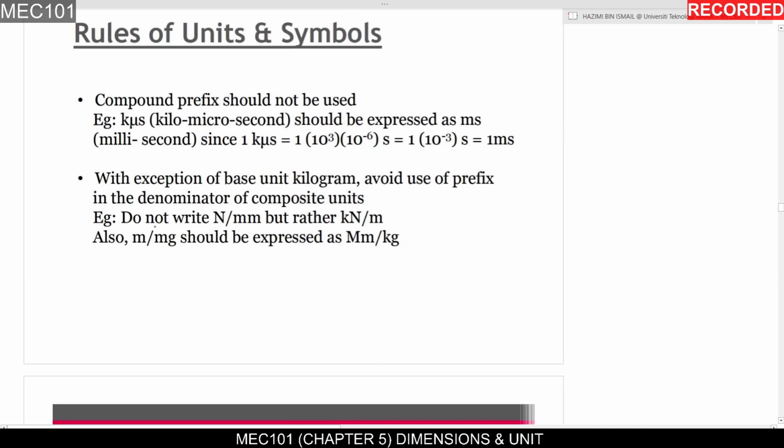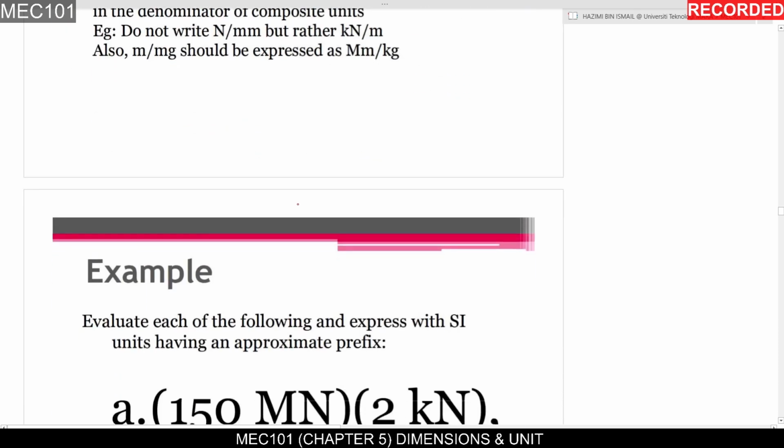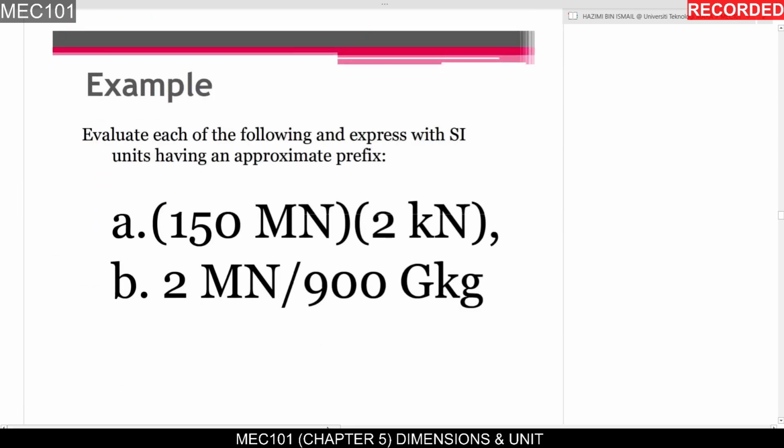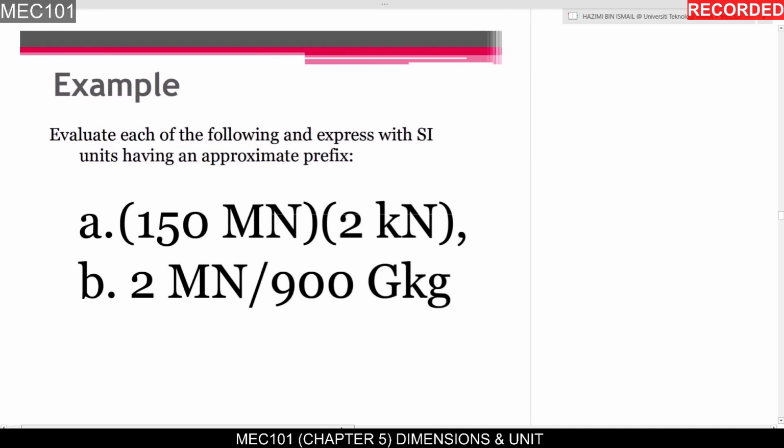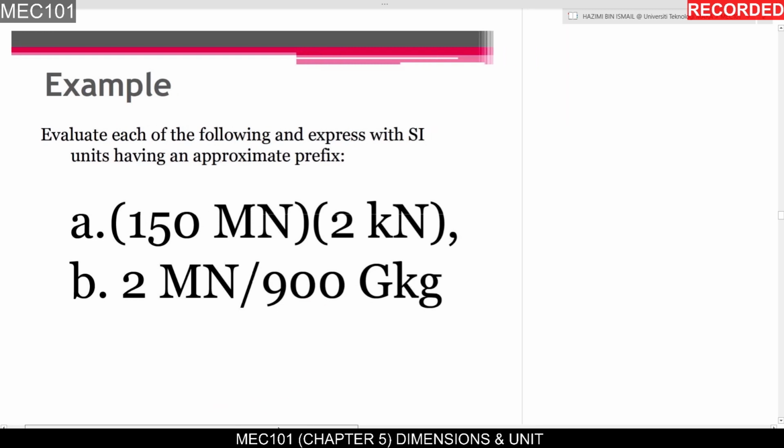Okay, another rule of units. This is what I want you to focus on: how to write or convert the units. Let's start with the example in the slides. For A, 150 meganewtons times 2 kilonewtons. Make sure this is the very basic. Make sure you already understand and know how to solve this problem.